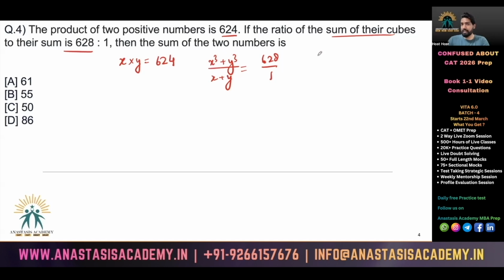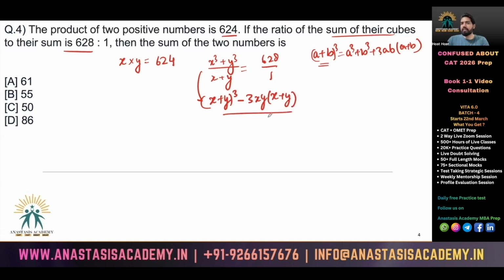It's an identity, right? I know (a plus b) whole cube is a cube plus b cube plus 3ab(a plus b). So, I can write a cube plus b cube in terms of a plus b, that is x plus y. So, my first trigger has to be just to replace this x cube plus y cube by this identity, right? So, I can write x cube plus y cube to be how much? (x plus y) whole cube minus 3 times xy(x plus y), upon x plus y, correct?